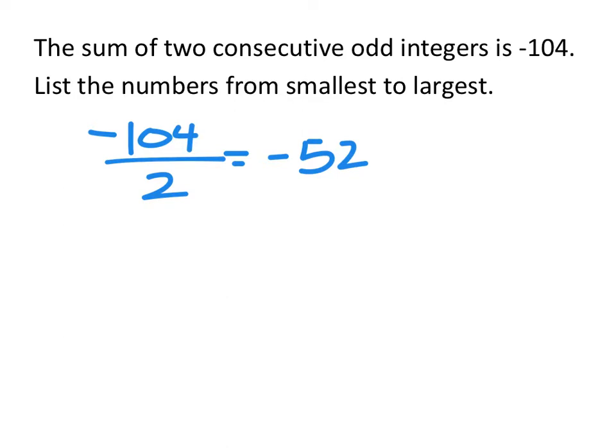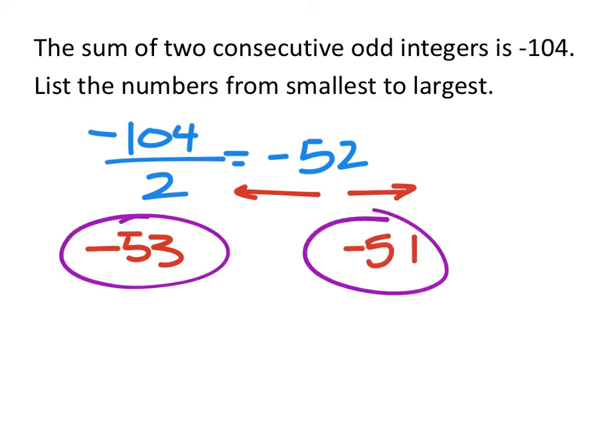Even though they're odd, and this one is showing an even number, it's not actually part of the solution set. I've got to go 1 to the left, which would be negative 53, and then 1 to the right, which is bigger, that's negative 51. So that's my two answers. And sure enough, when I add them together, I do get negative 104, so that confirms that these two are the numbers we would use.